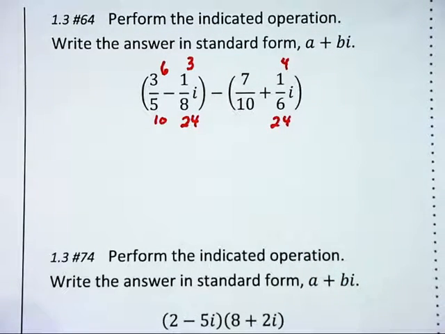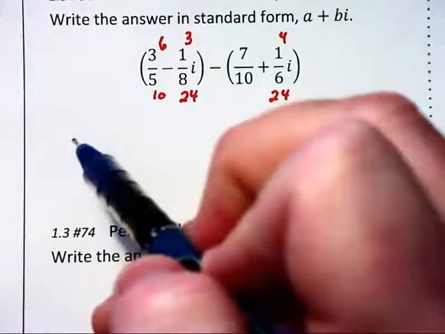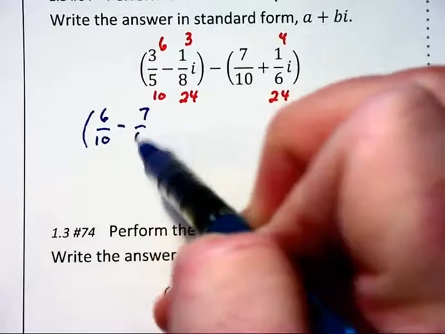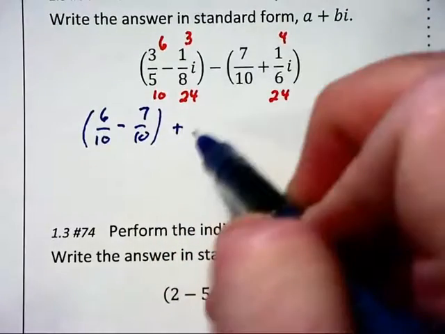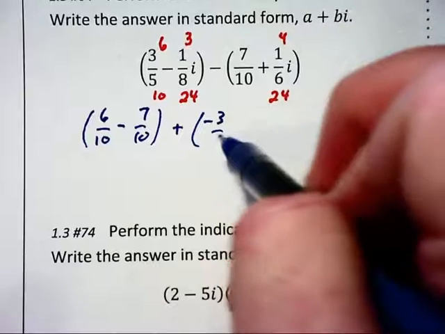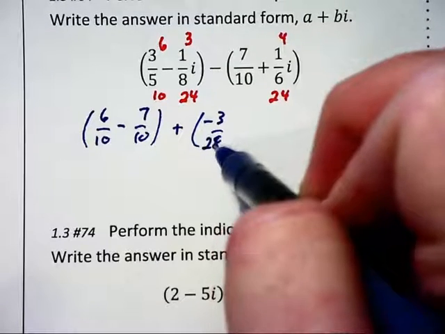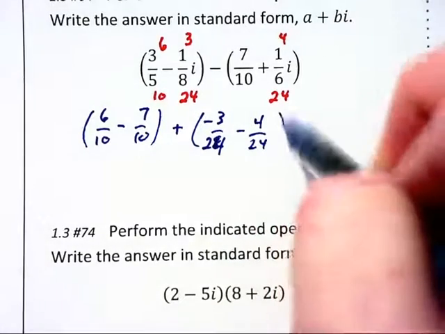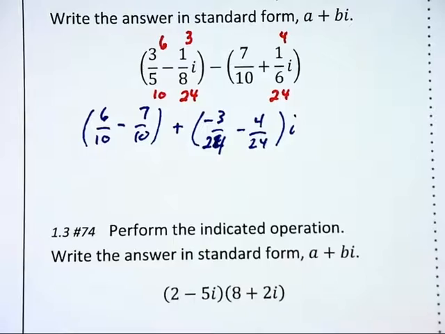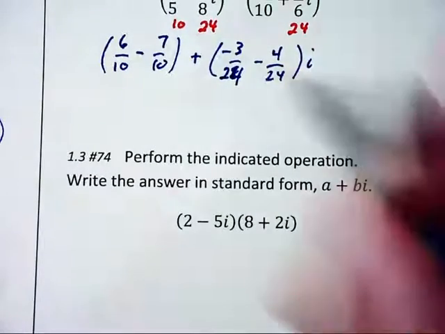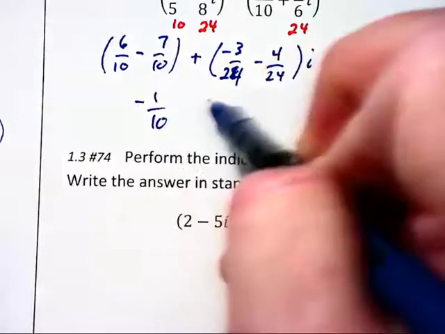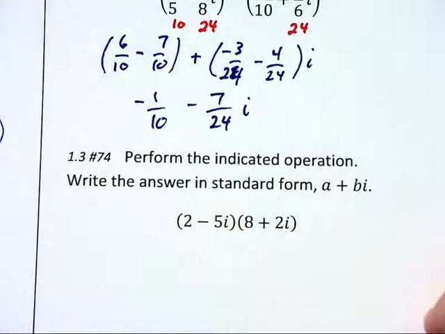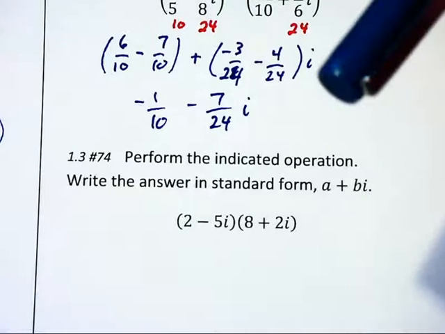So when I go to combine these together, adding the real parts together, I'm going to get 6/10 minus 7/10, plus, and then I'm going to have negative 3/24 minus 4/24 i. Combining the fractions together within each parentheses, we now have negative 1/10 minus 7/24 i. Notice how our answer is in a plus bi form.